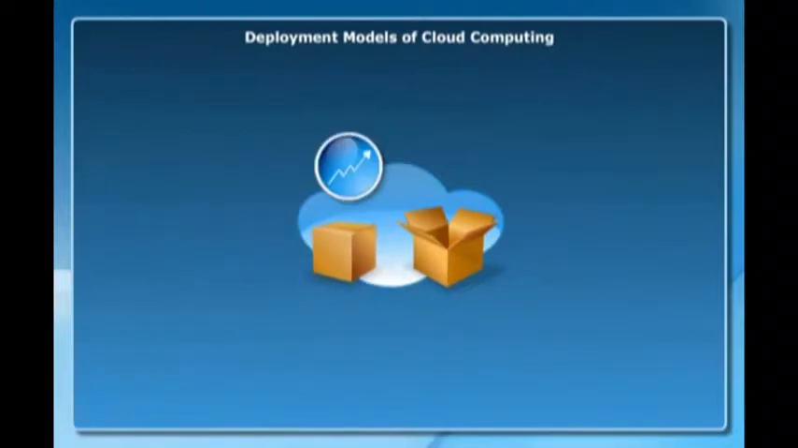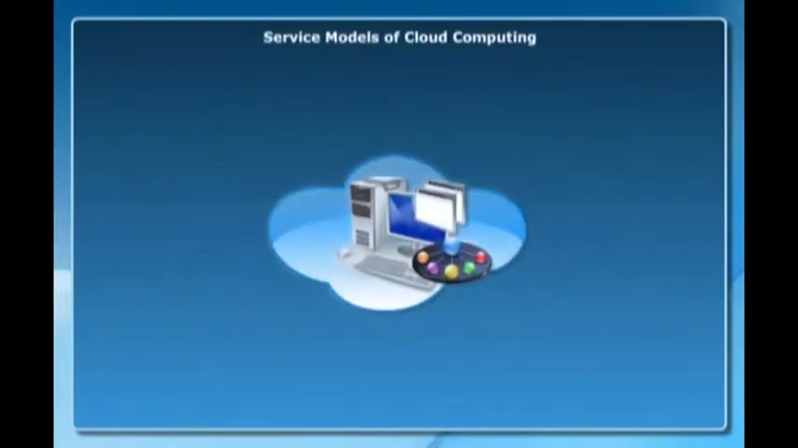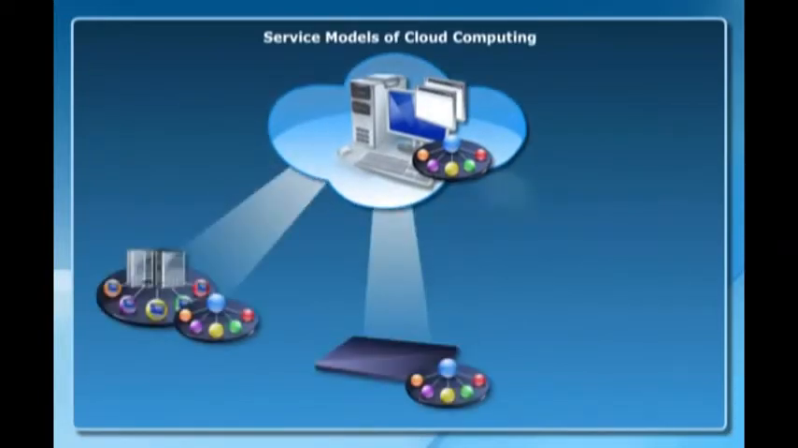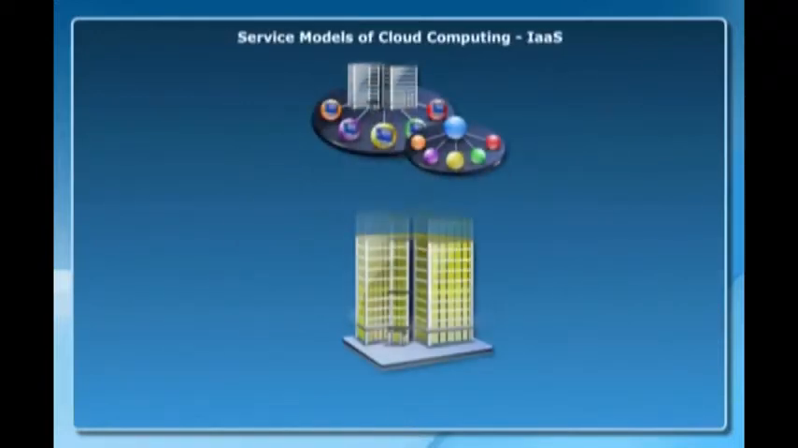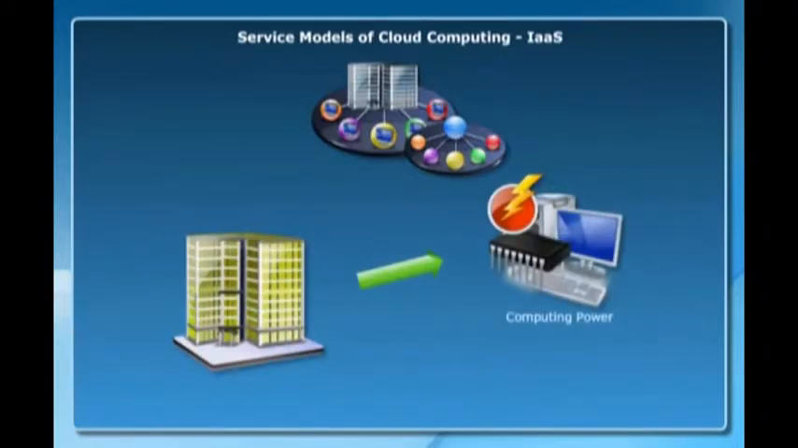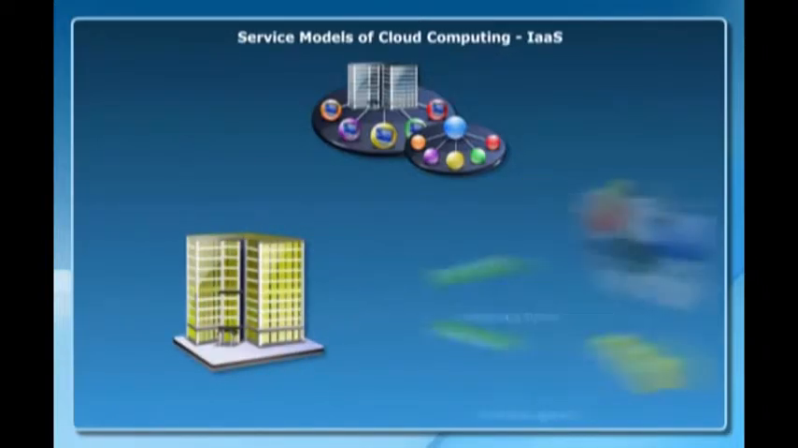This provides increased efficiency. Cloud computing consists of the following service models: Infrastructure as a Service, IaaS, Platform as a Service, PaaS, and Software as a Service, SaaS. By using the IaaS model, organizations get infrastructure components, such as computing power and storage capacity.